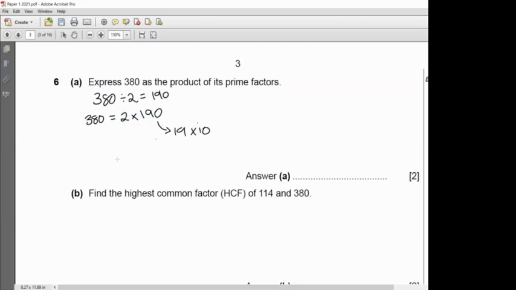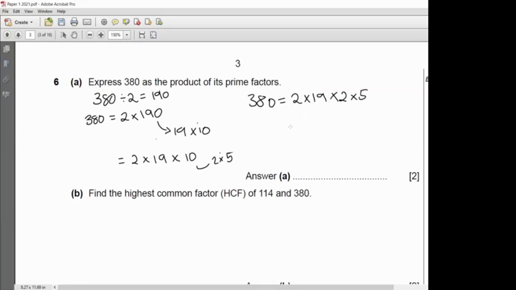Okay, so 380, I can write it as 2 times 19 times 10. So 2 is prime, 19 is prime, but 10 is not prime. And then we say which prime numbers can go into 10, and that is 2 and 5. So this is 2 times 5. So 380, if I were to break it down into its prime factors, this is 2 times 19, and then instead of 10, I say 2 times 5.